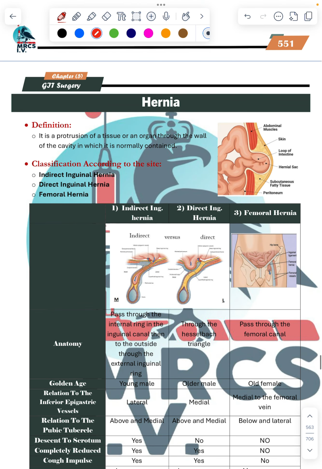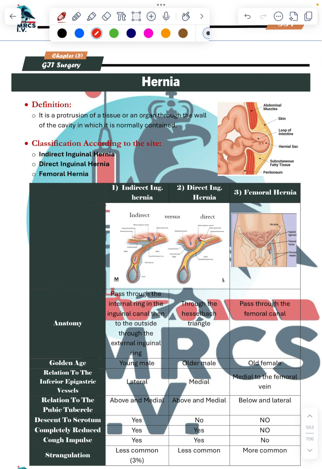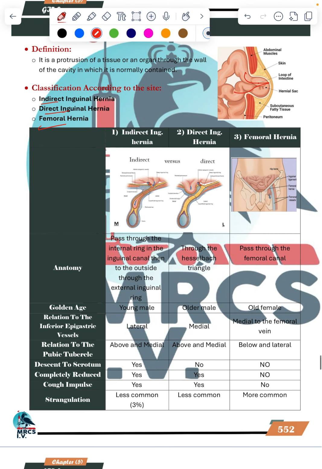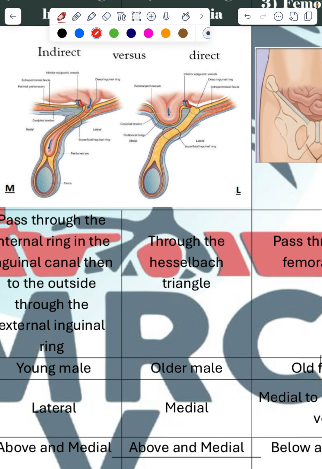So coming to the hernias, a hernia is protrusion of tissues or organs, and it is classified according to the site: indirect inguinal, direct inguinal, and femoral. So there are three different types. Indirect hernia versus direct hernia: you can see the inferior epigastric vessels, and an indirect hernia should be coming from the lateral side. This is the deep ring, this is the superficial ring, and from the deep ring, medially, you get the inferior epigastric vessels.